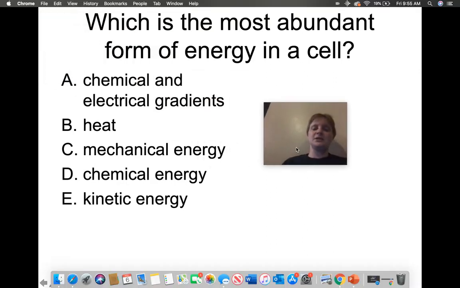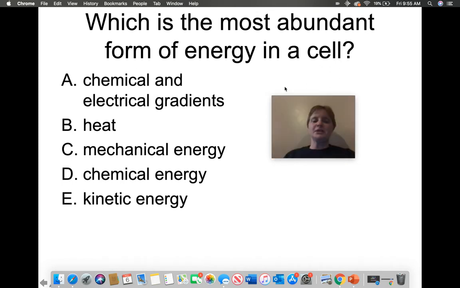Okay, so here's a question for you. Which is the most abundant form of energy that I can find in a cell? Chemical and electrical gradients, heat energy, mechanical energy, chemical energy, or kinetic energy? I bet you could eliminate a few answers just off the top, and then go ahead and decide what you think the actual answer is. And ready for this?